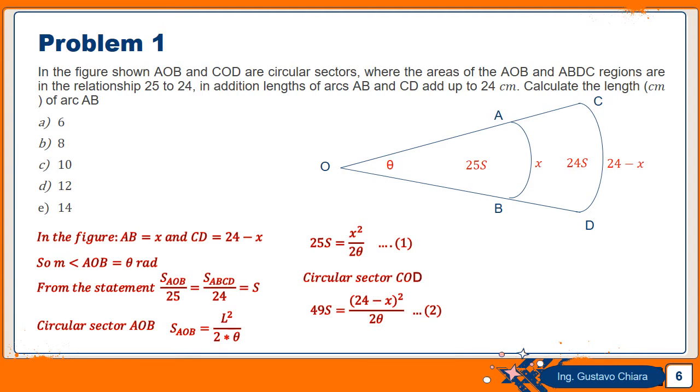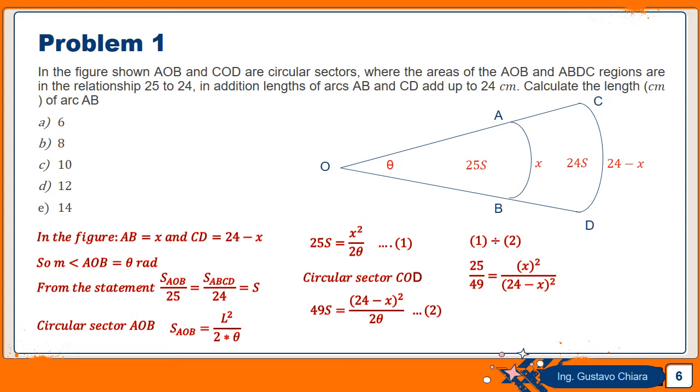Well, in the same way, in the circular sector COD, using the same expression, we find that 49s is equal to 24 minus x all squared divided by 2 theta. So in that case, we need to divide one by the other. We divide because this is the only way that we can simplify the expression; it is not necessary to find the answer of s.